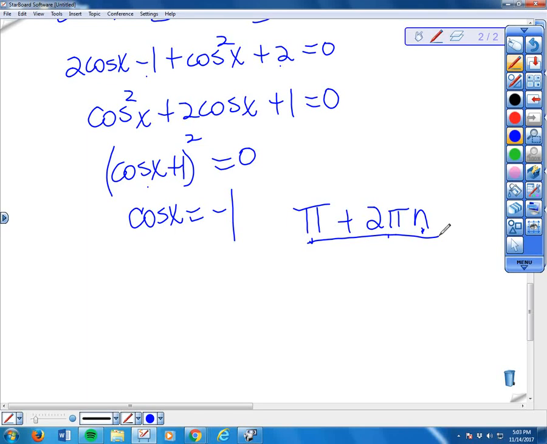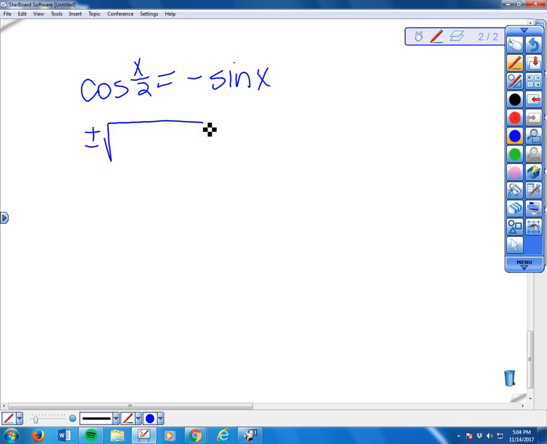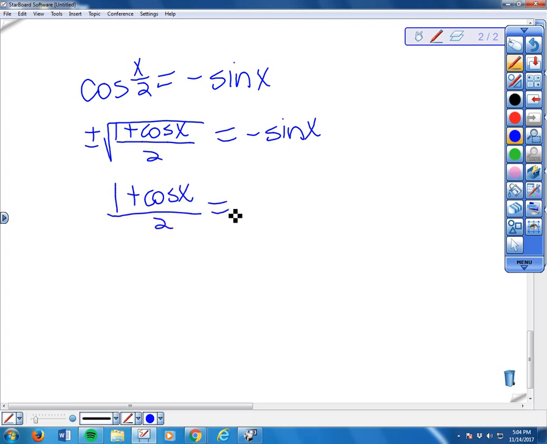Number 16. Solve cosine x over 2 equals negative sine x on the interval 0 to 2 pi. Well, the formula is plus or minus the square root of (1 plus cosine x) over 2 equals negative sine x. If I square both sides, I get (1 plus cosine x) over 2 equals sine squared x.